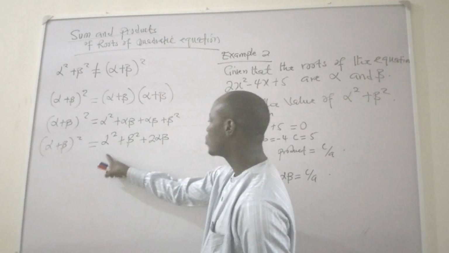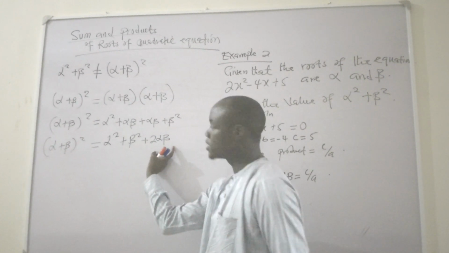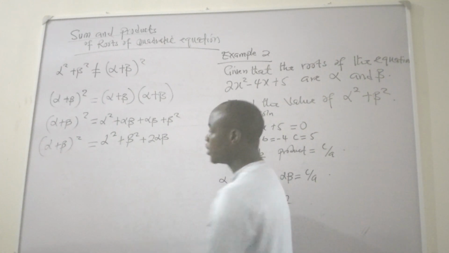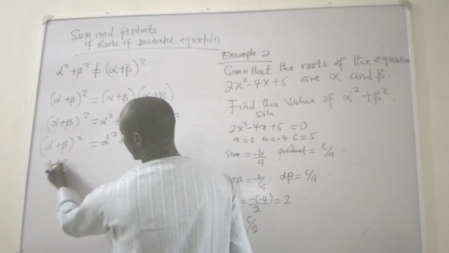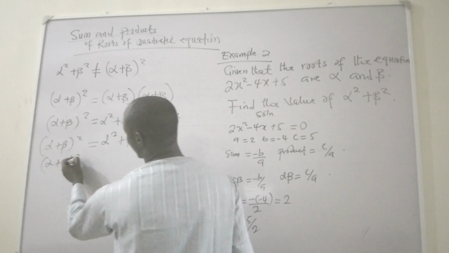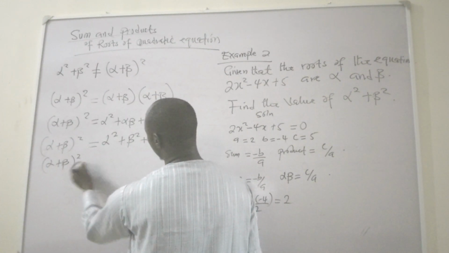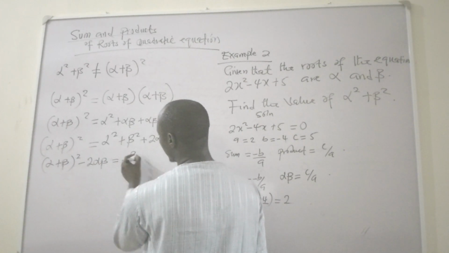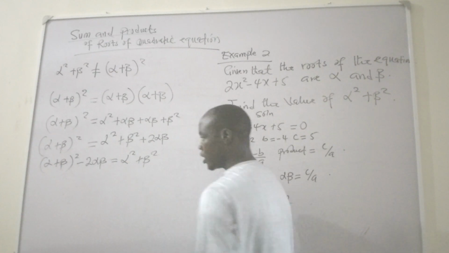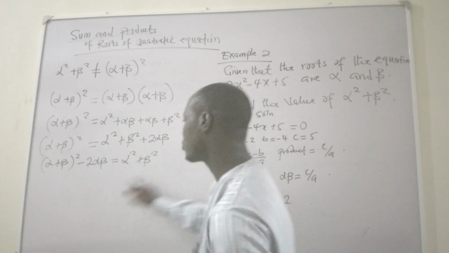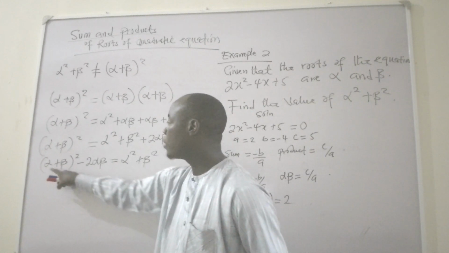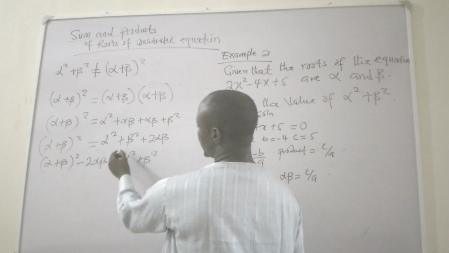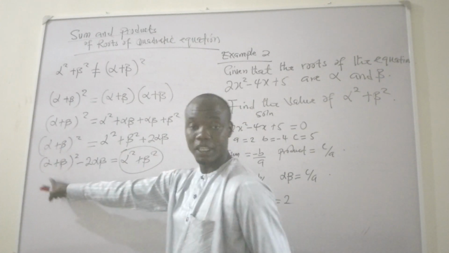So it means that for alpha squared plus beta squared, you can take this to the other side to make alpha squared plus beta squared the subject of the formula. So we have (alpha plus beta) squared, then we take this, minus 2 alpha beta, is equal to alpha squared plus beta squared. So alpha squared plus beta squared is the same as (alpha plus beta) squared minus 2 alpha beta. So whenever we see this, you can replace it with this.